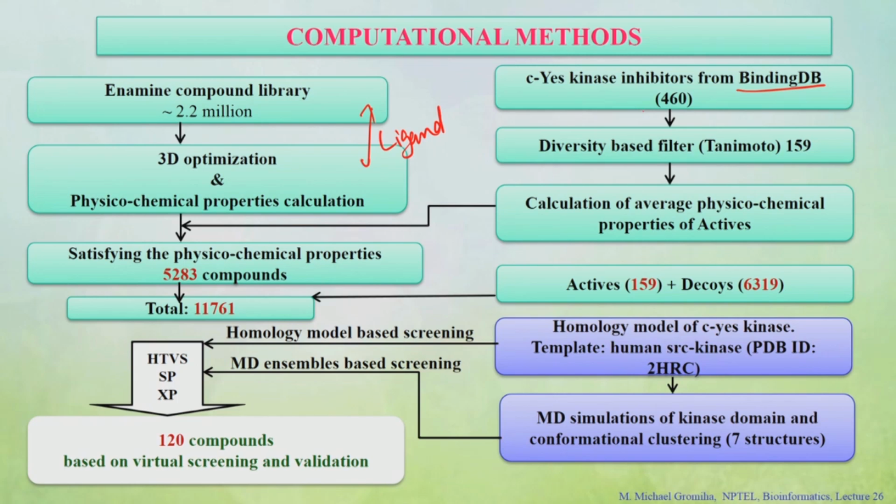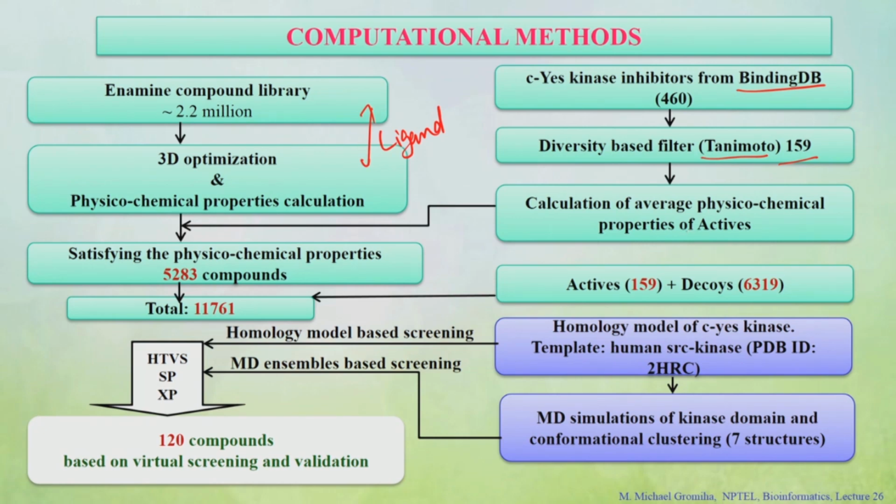Now, all the 460, some of them are similar, some of them are diverse. We need to have the diverse compounds. So, we get the diverse compounds using the Tanimoto coefficient, which I will explain soon. In this case, you can reduce this 460 into 159 ligands. Then among these 159, we calculate some of the physicochemical properties. These are called actives, because they have known binding affinity. So, they are known as inhibitors, right.